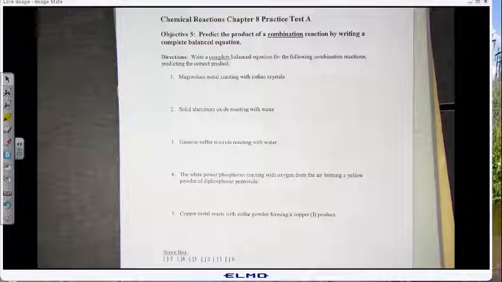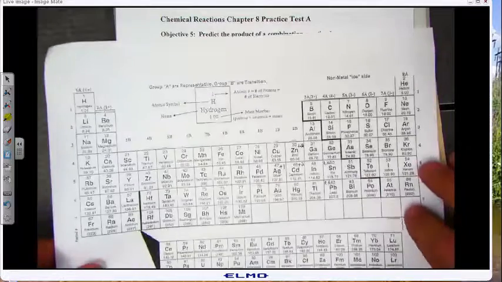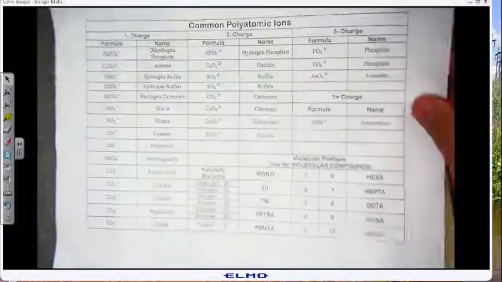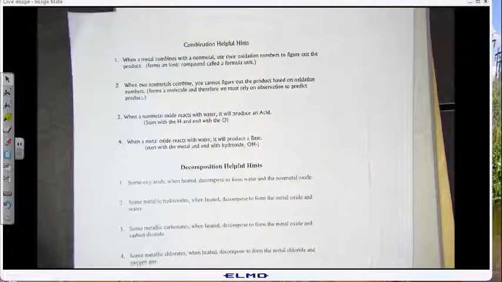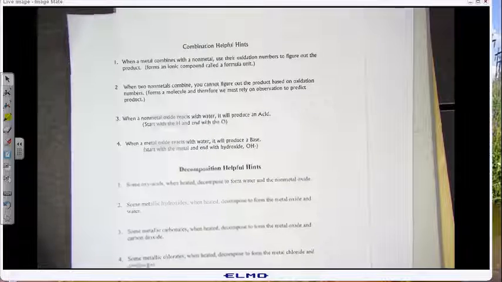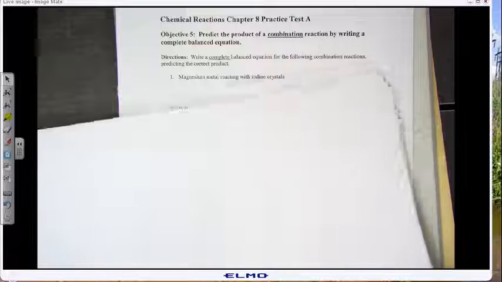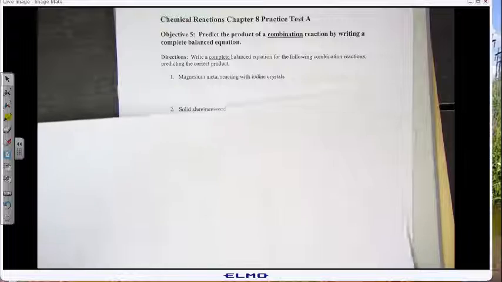Chemical Reactions, Chapter 8, Practice Test A. It's a good idea to have out test-taking tools such as your periodic table with polyatomics on the back, your combination and decomposition helpful hints, and maybe some scrap paper so that you can make formulas without messing up your paper and confusing yourself and the teacher.